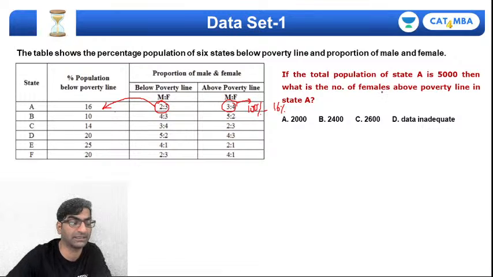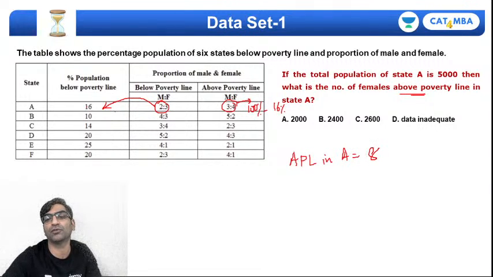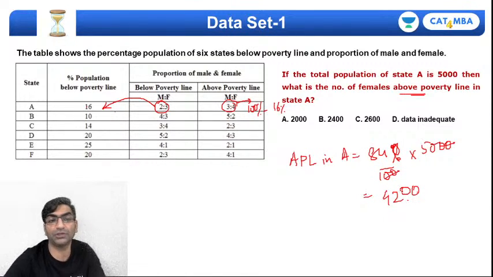Okay, let's try the question. The total population of state A is 5,000. What is the number of females above poverty line, right? So you want above poverty line. Sabse pehle, below poverty line is 16. So above poverty line in A is going to be 84%. So 84 upon 100 into 5,000. And knock off the 2 zeros. 84 into 50, 4,200. Okay. So 4,200 people live above the poverty line, and in that category, males to females is 3:4.